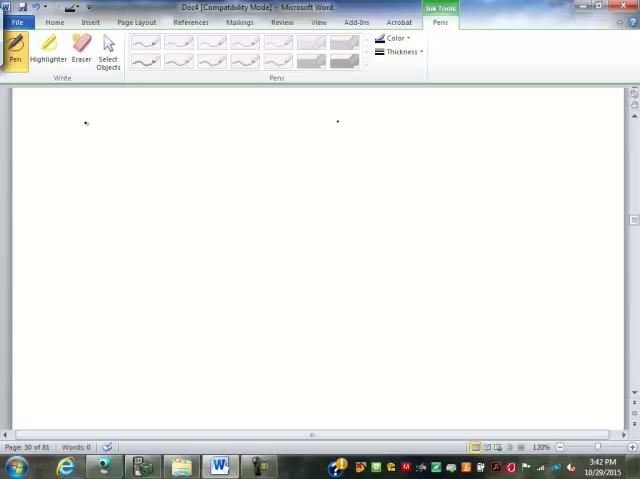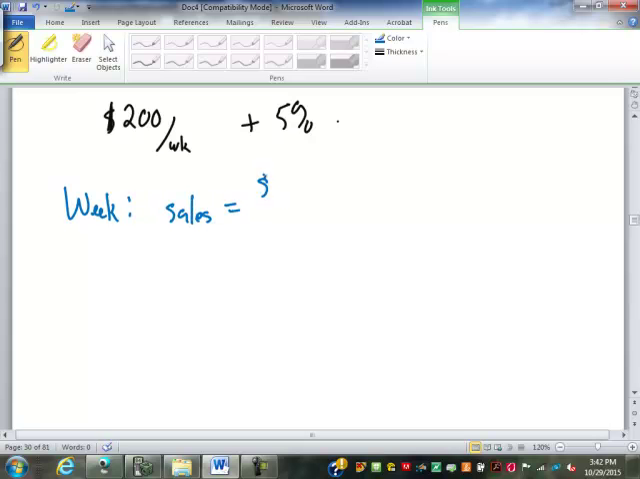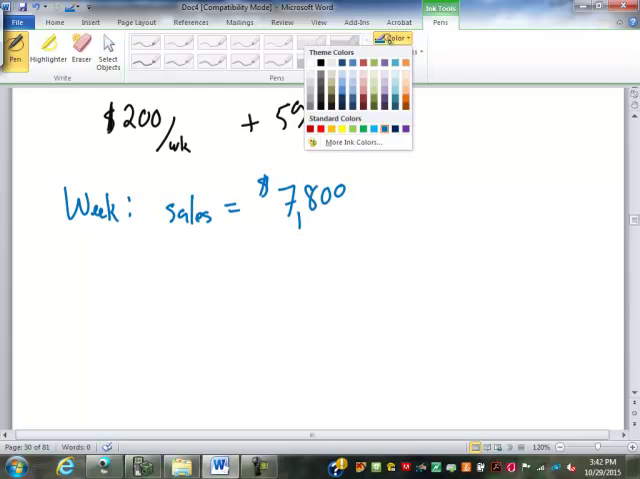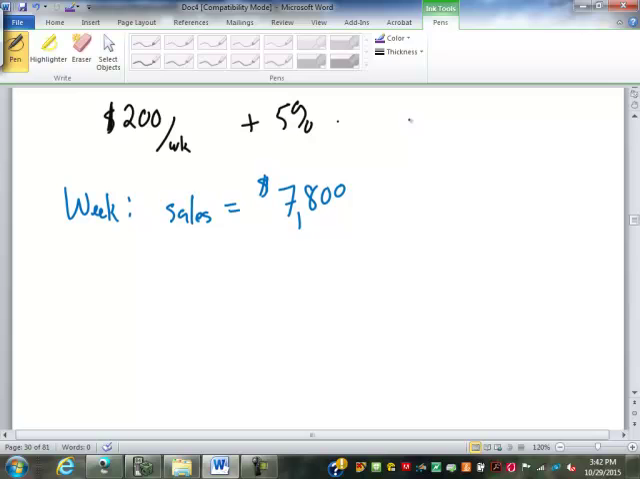Another way of doing it is to do a salary. Rather than giving an hourly wage plus commission, you might be given $200 per week plus 5%. You're getting a salary plus. So again, let's say we have a week where sales are $7,800. Let's figure out the pay.